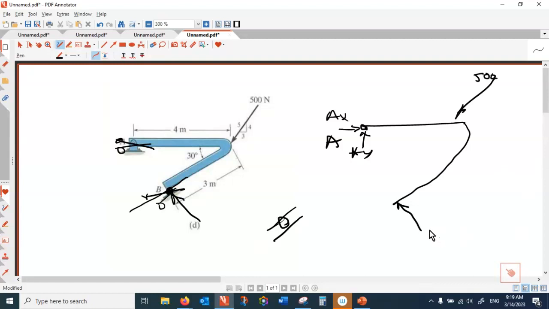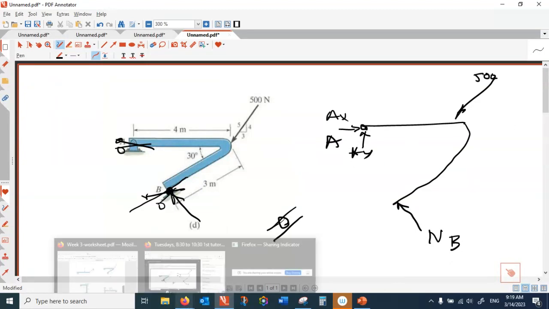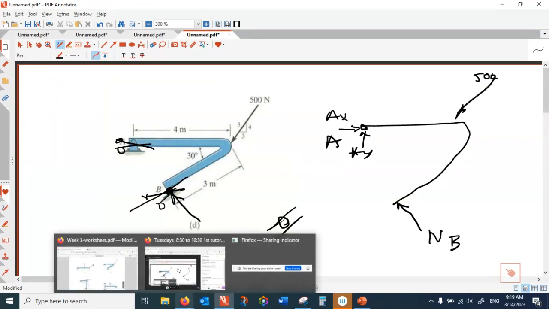So I call this FB or NB, N normal at B, and AX, AY. This is the free body diagram. Let's go. No question? Can we go to the next one?